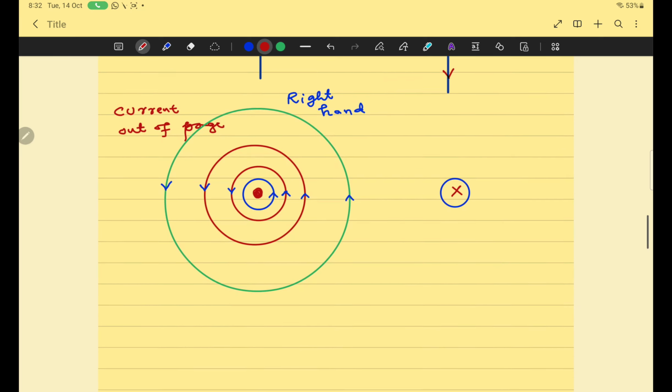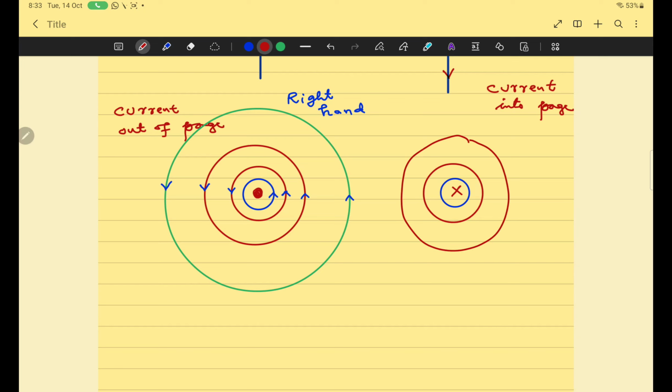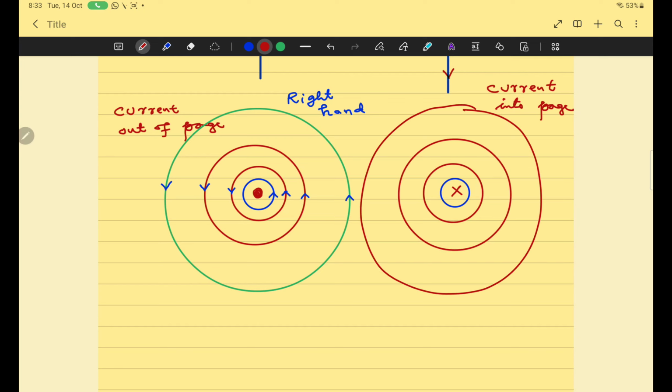And conversely, if the current is into the page, then we draw a cross. Cross means current is into the page. And if current is into the page, then again I am applying the right hand grip rule, and according to the right hand grip rule, it is difficult to place the thumb towards the screen, and now my fingers are pointing in the clockwise direction.